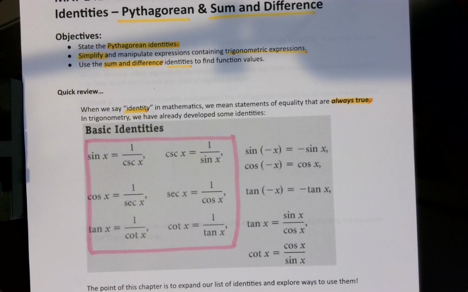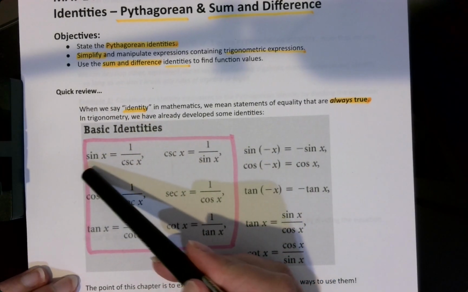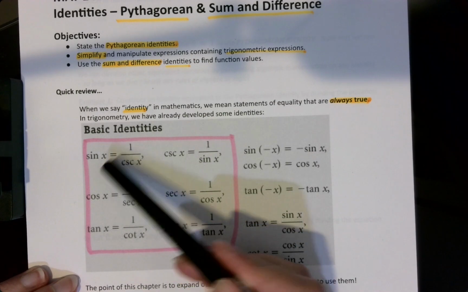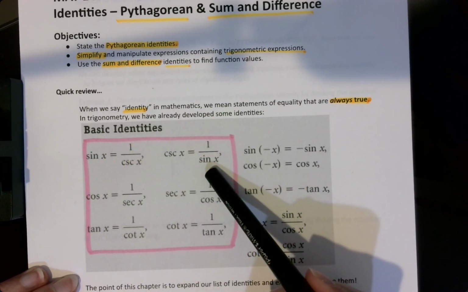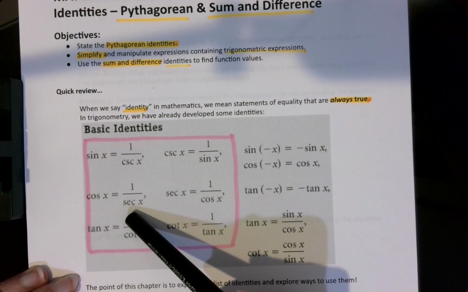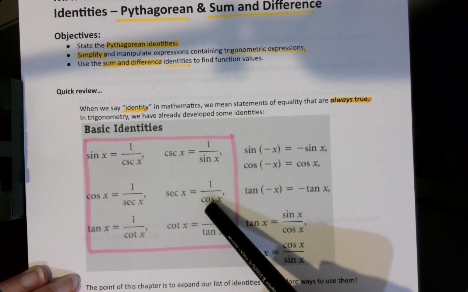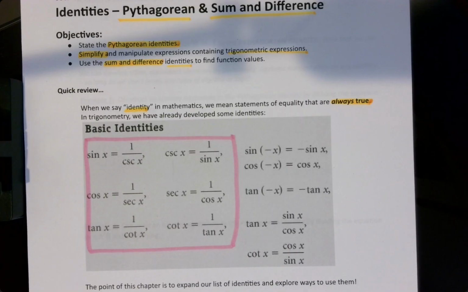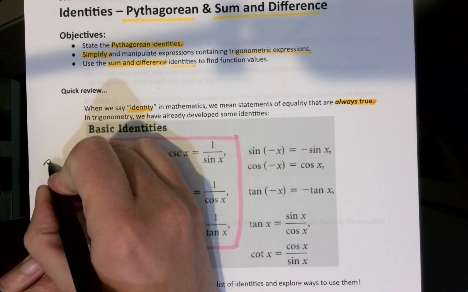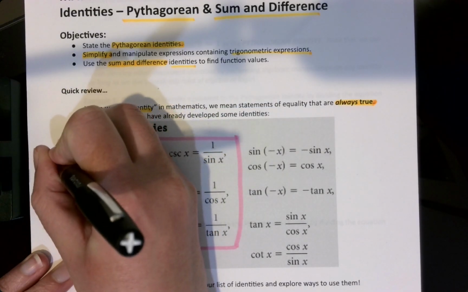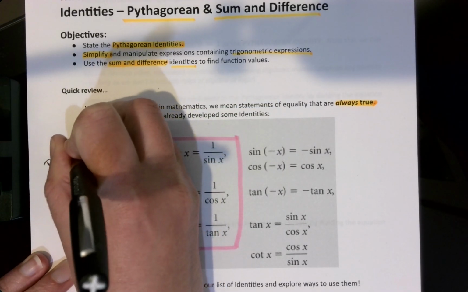Sine of x is the reciprocal of cosecant of x, and therefore cosecant of x is the reciprocal of sine of x. Cosine of x is the reciprocal of secant, and therefore secant is the reciprocal of cosine, and so on with tangent and cotangent. So we already know these basic identities right here as the reciprocal identities.